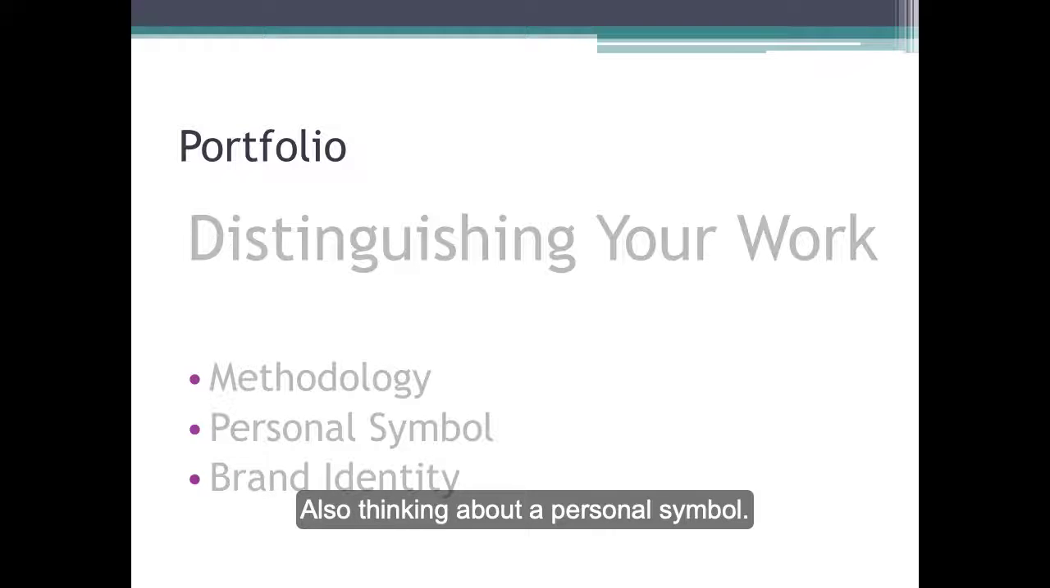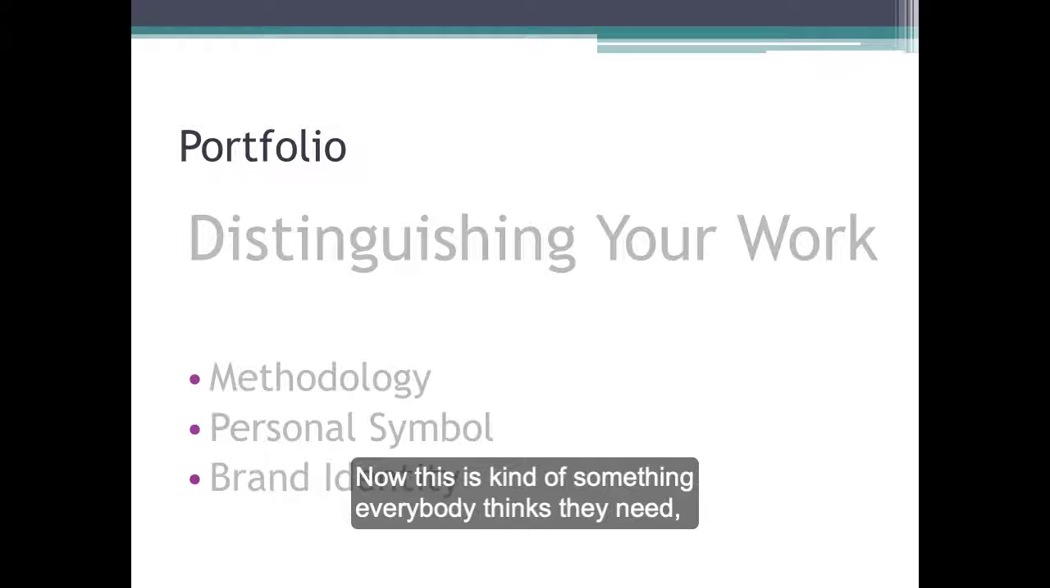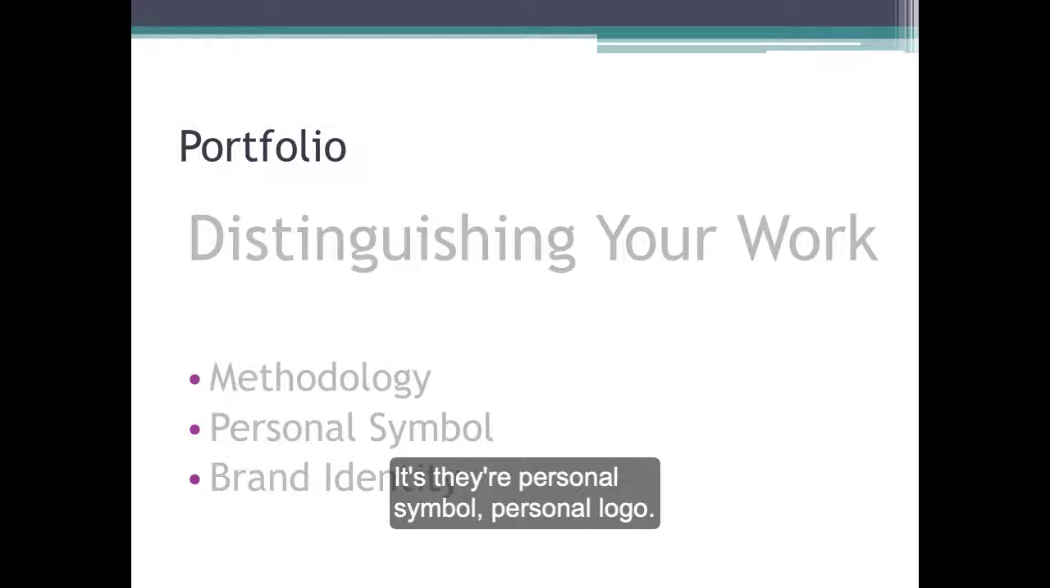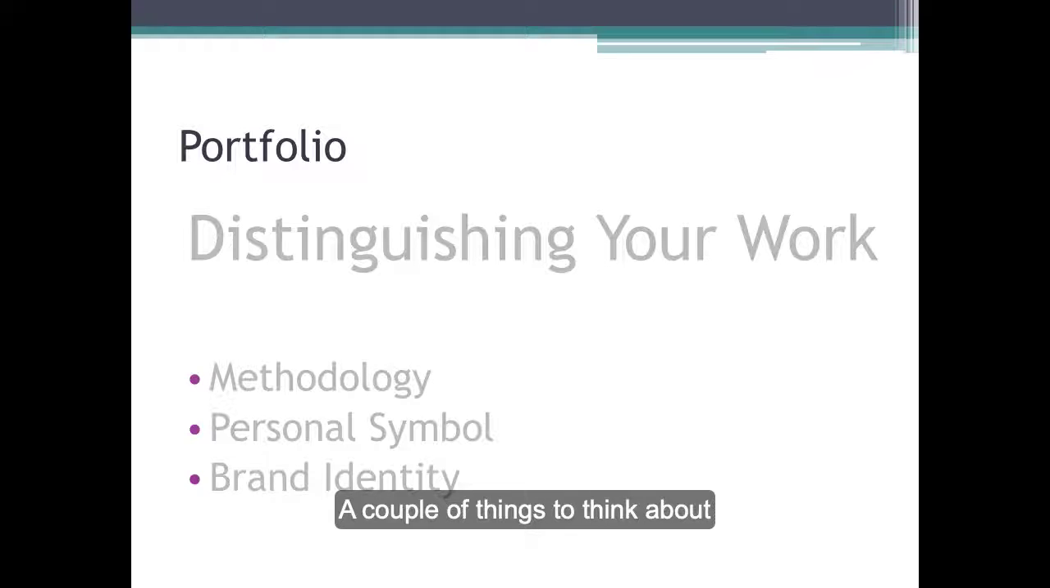Also thinking about a personal symbol. Now, this is something everybody thinks they need, some sort of personal brand, their personal symbol, personal logo. A couple of things to think about if you choose to use a personal symbol. Number one, if you have to explain it, then it's just too obtuse.